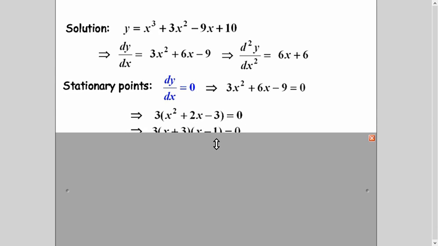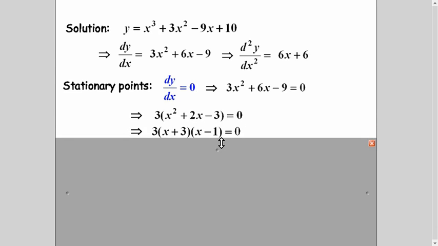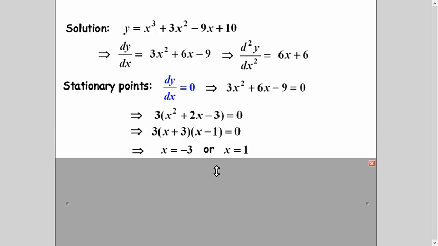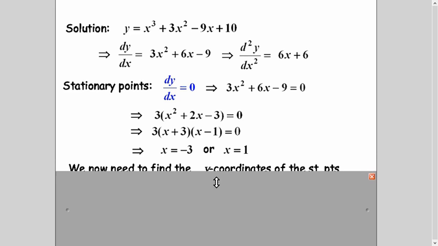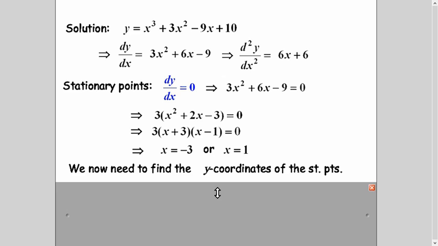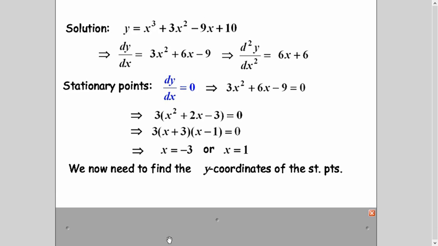Now, when we solve this equation, I think you know how to factorize it, how to do the middle term breakup. You get two values of x: x equals minus 3 and x equals 1. So now you know that at these values of x you will have a stationary point. Now, to find the y coordinates, we will plug these values of x into the actual equation of the curve, right? To find the corresponding values of y.